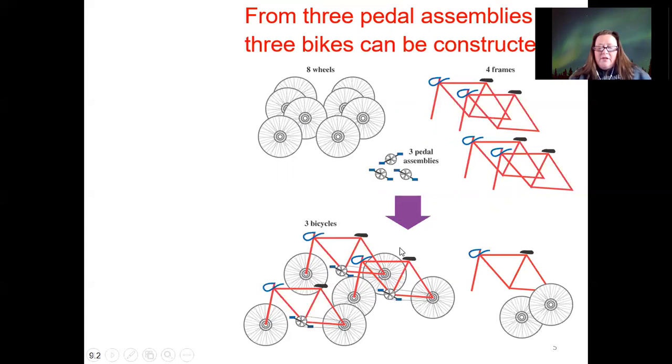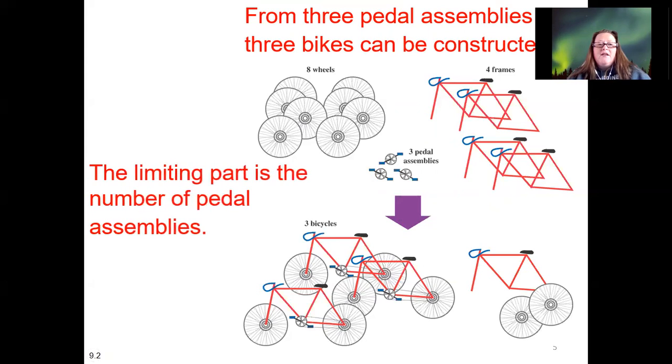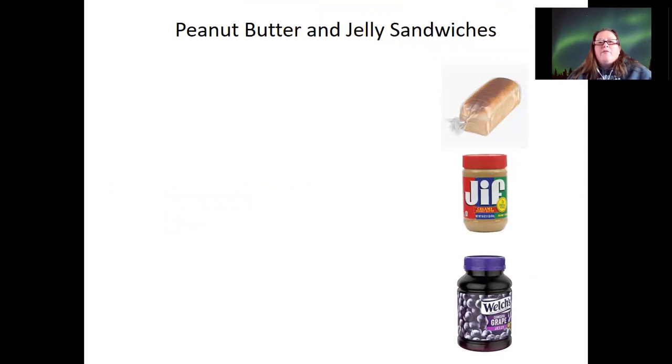The pedal assemblies are limiting that. So the limiting part of this is the number of pedal assemblies. So all of our pedal assemblies get used up, and we have an extra frame and an extra set of wheels. So a similar analogy can be thought about when we talk about peanut butter and jelly sandwiches.